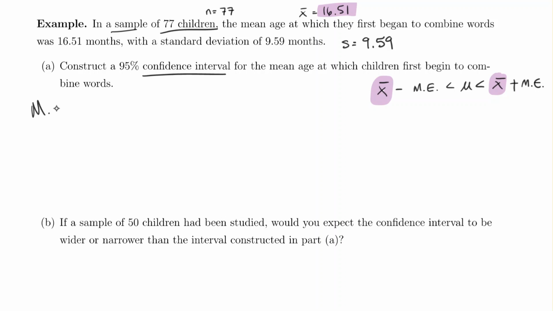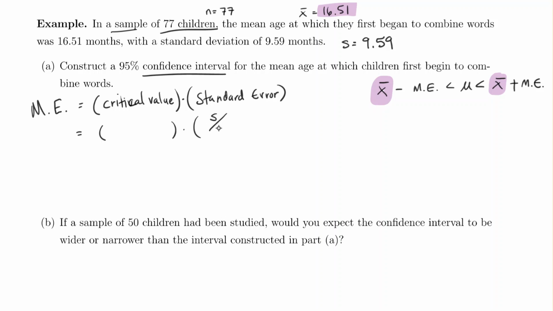So off to the side, let's find our margin of error. We know that is, in words, our critical value times our standard error. Now the critical value we find from the chart, the standard error is a standard deviation of the sample divided by the square root of the sample size. So for us, we can fill in a few details here. Our sample size is 77, and our sample standard deviation is 9.59.